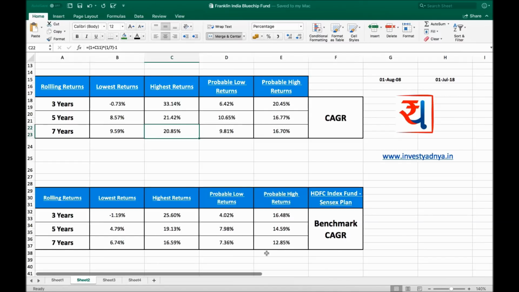Now you will say, why are we not comparing this fund with the other funds in the large cap category? So friends, we are going to have a detailed comparison between all large cap funds. Once we cover all these funds individually, we are going to have a big video on the comparison of large cap funds. So please watch this space for more such topics.